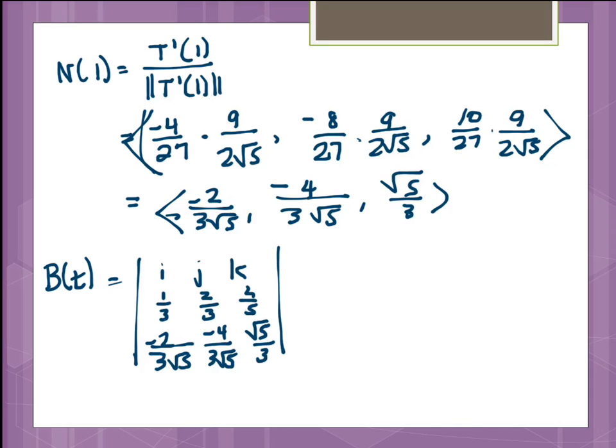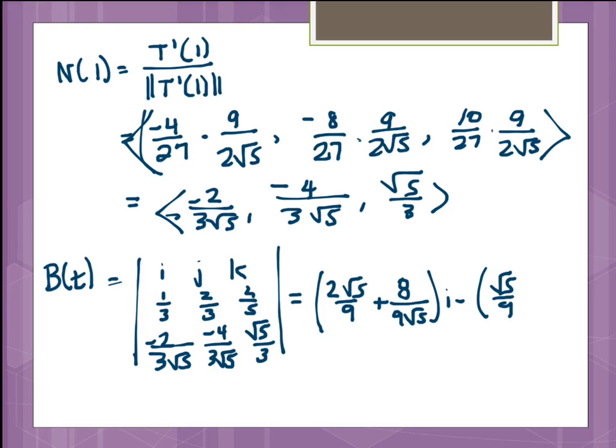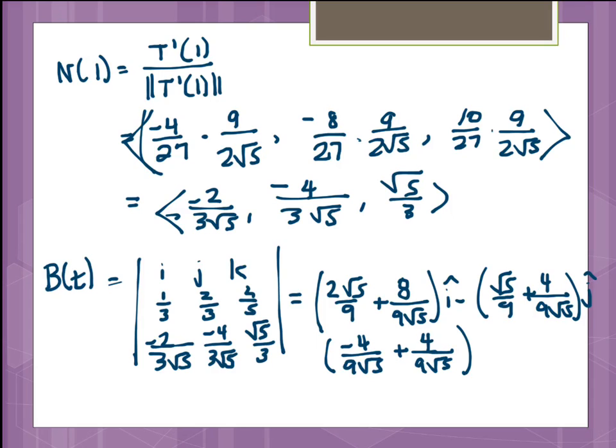Alright, so we're going to do determinant expansion on this. I'm going to have 2 square root 5 over 9 plus 8 over 9 square root 5 times my i, minus square root 5 over 9 plus 4 over 9 square root 5 j. And the last piece is negative 4 over 9 square root 5 plus 4 over 9 square root 5, quite possibly my favorite answer of the day, because this adds, of course, to 0.